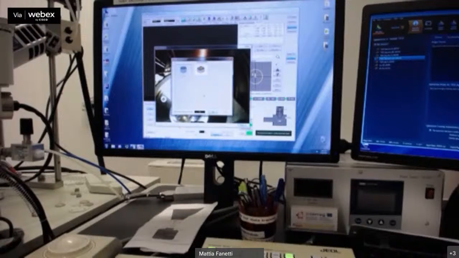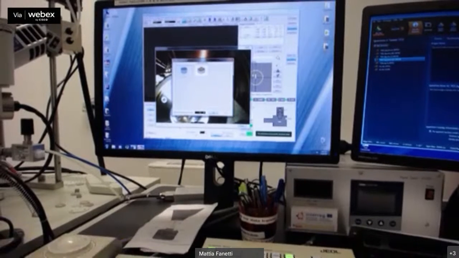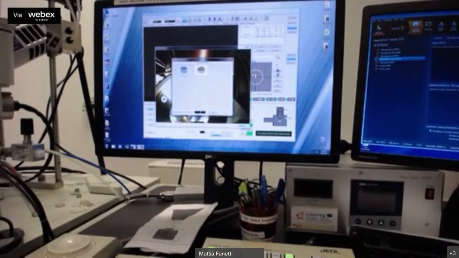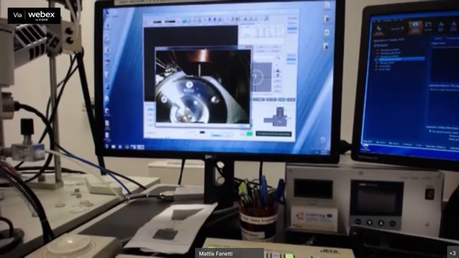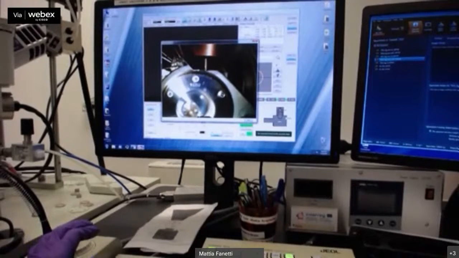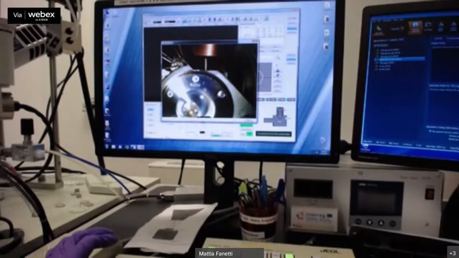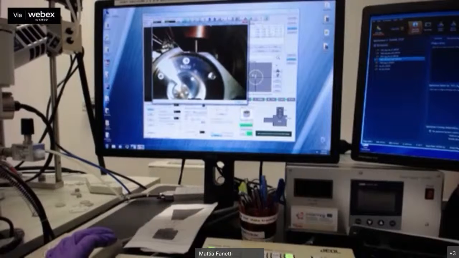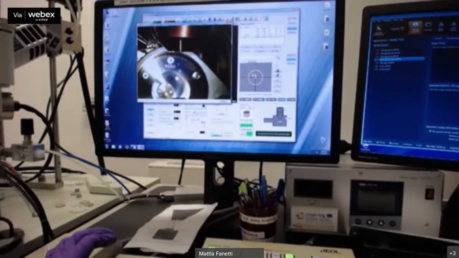Okay. Now the system is asking me how thick is the sample. I write 3 millimeter for safety reason. It doesn't want me to crash the sample against something. Okay. Now you see that the vacuum in the main chamber is recovering. I have to wait until I am in a low 10^-4 Pascal regime.